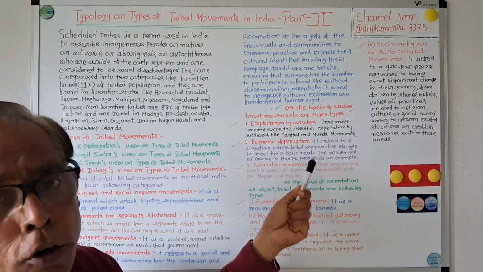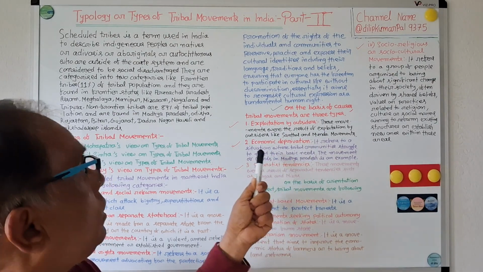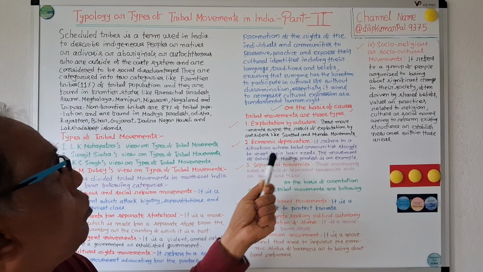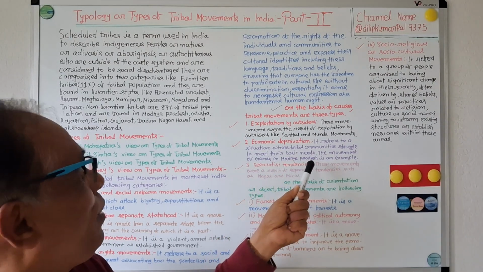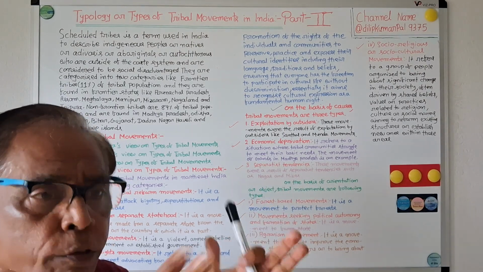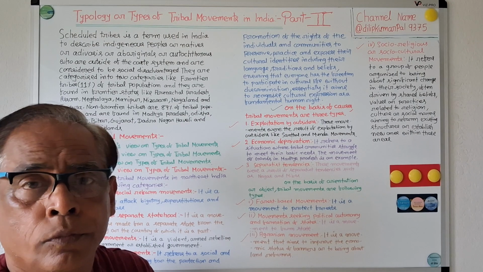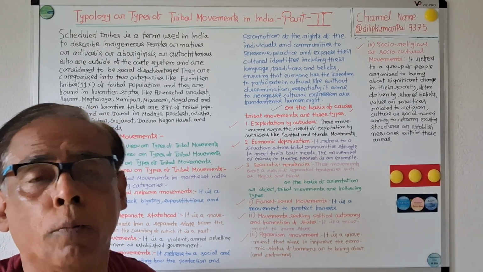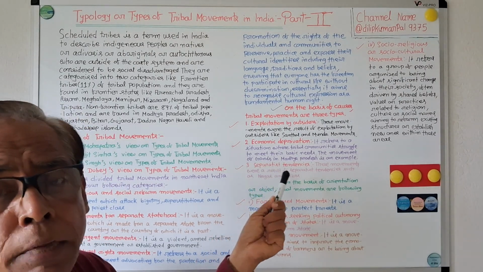It is another cause. First cause is exploitation by outsiders. Second cause is economic deprivation. It refers to a situation where tribal communities struggle to meet their basic needs. The movement of gun in Madhya Pradesh is an example. Whenever the people will be deprived from basic things, they will make movement. It is another reason. Example is gun movement in Madhya Pradesh.